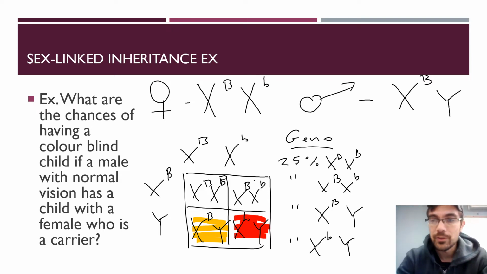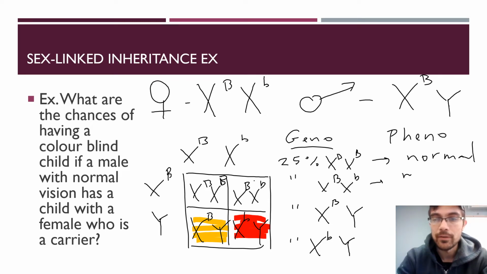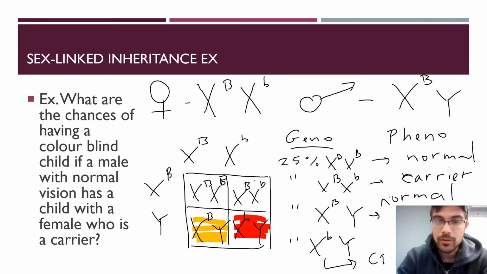In terms of phenotype, we would say this one is normal, but also a carrier. This one is normal. And because my face is covering this last one, I'm just going to write it underneath: they would be colorblind, which I'll write with CB.